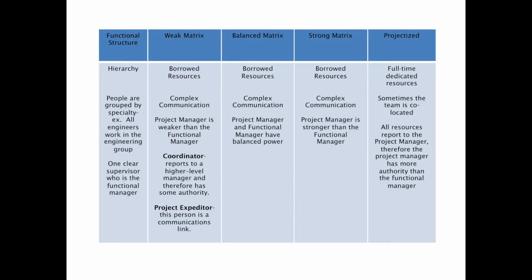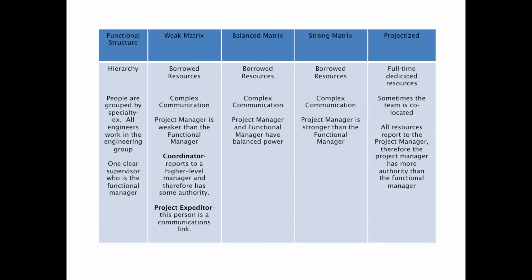Communication, reporting, many things are very complex in the weak matrix. The project manager is weaker than the functional manager. Sometimes the project manager isn't called a project manager at all. Often they have the role of a project coordinator. A project coordinator reports into a higher level manager, and therefore this person has some authority. Sometimes, though, the project manager in a weak matrix more has the role of a project expediter. Think of the project expediter as a staff assistant or a communications link.